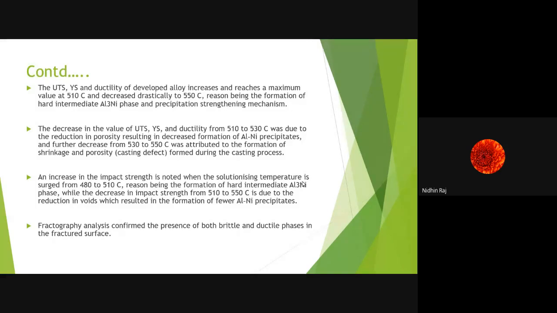Now, regarding the fractography study that was carried out as a part of the study, the fractography analysis confirmed the presence of both brittle as well as ductile phases in the fractured surface. That was the single statement that we could make out from the entire fractographic study of the 7 alloys that were developed here.